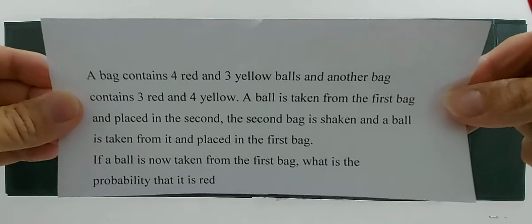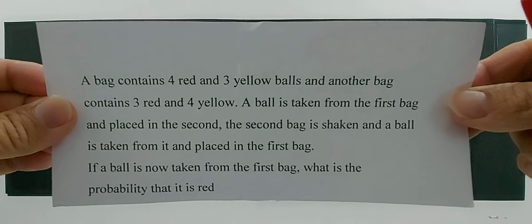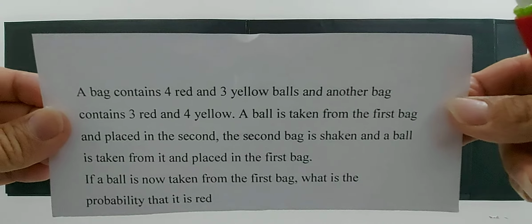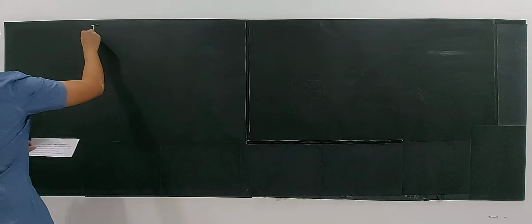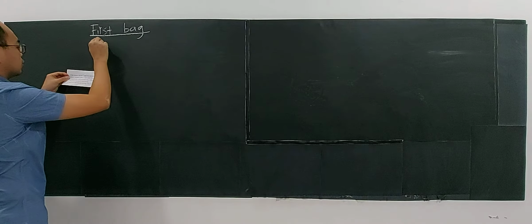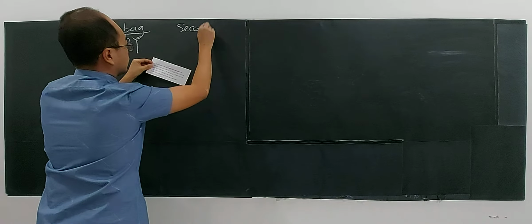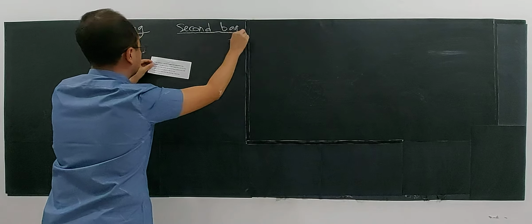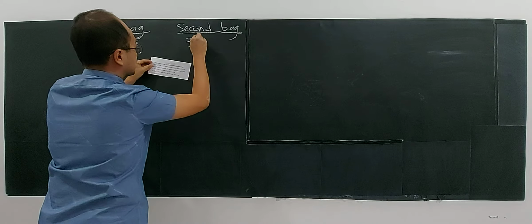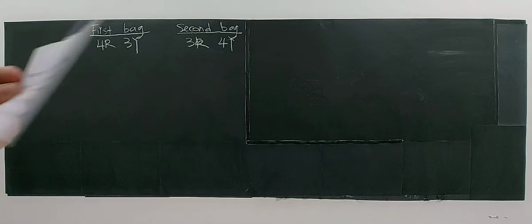All right, let's look at this question. A bag contains 4 red and 3 yellow balls, and another bag contains 3 red and 4 yellow. There are 2 bags. So the first bag has 4 red and 3 yellow, and the second bag has 3 red and 4 yellow.